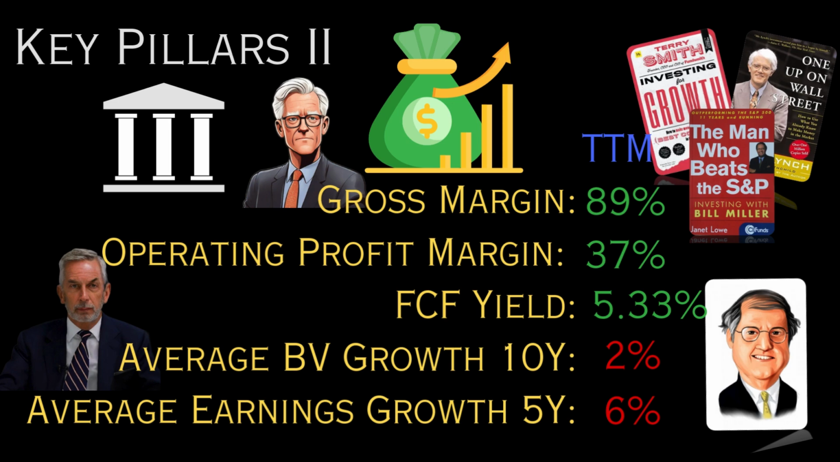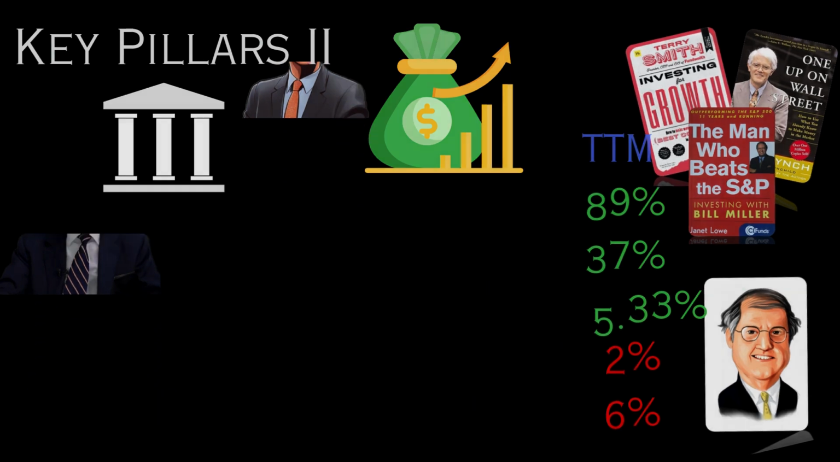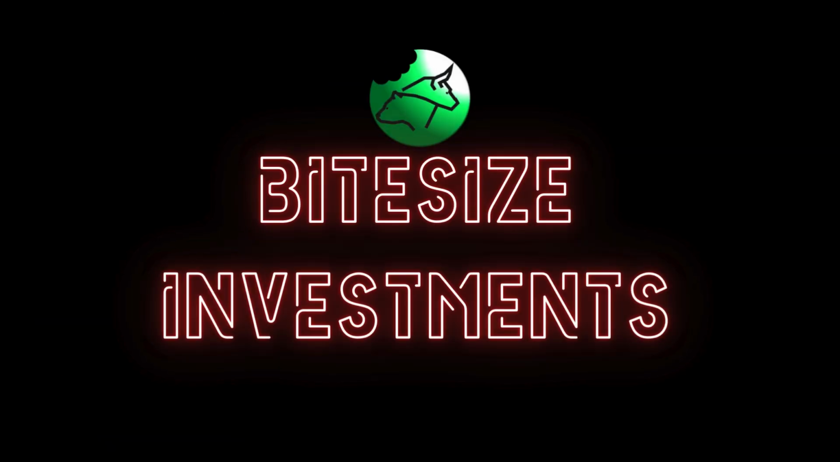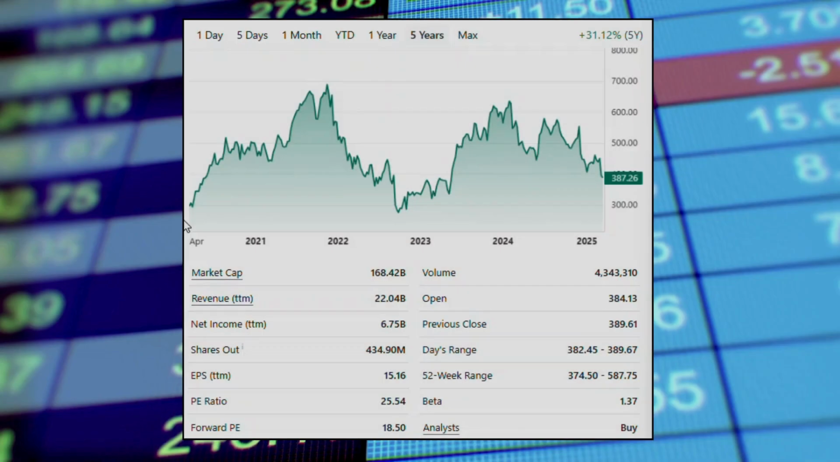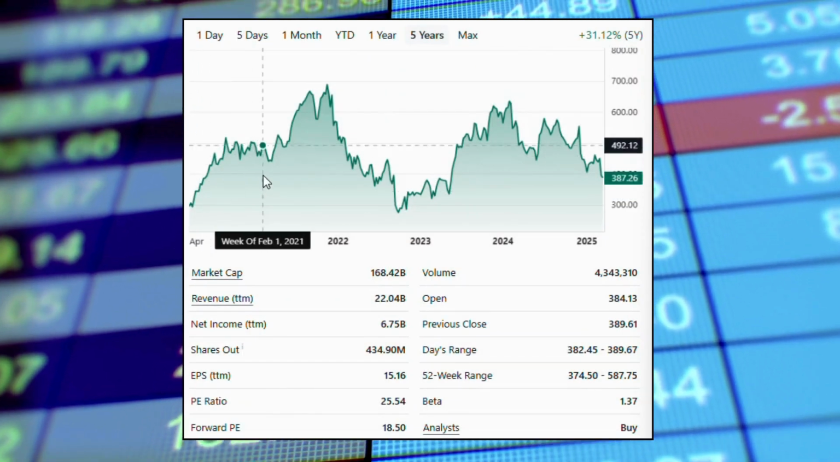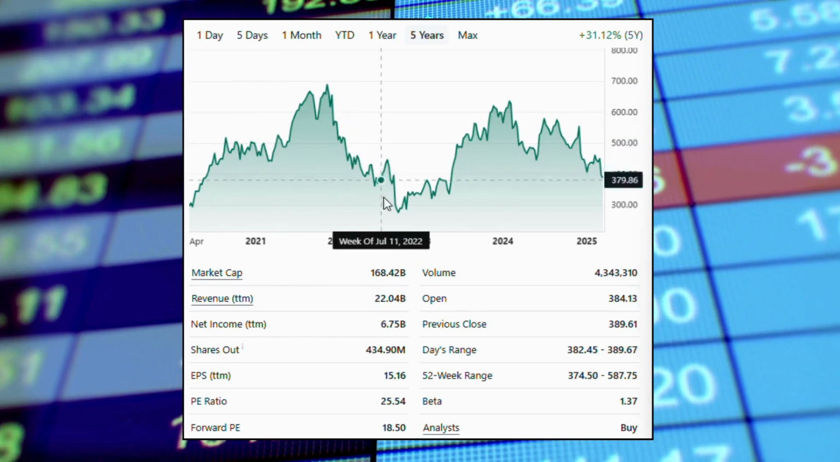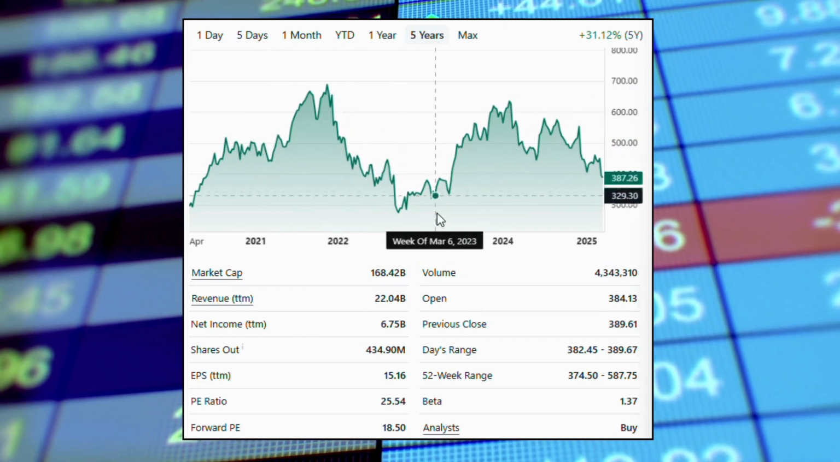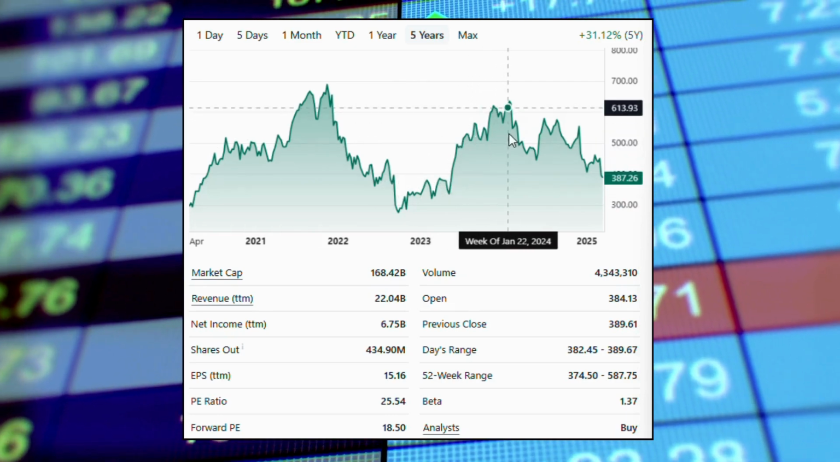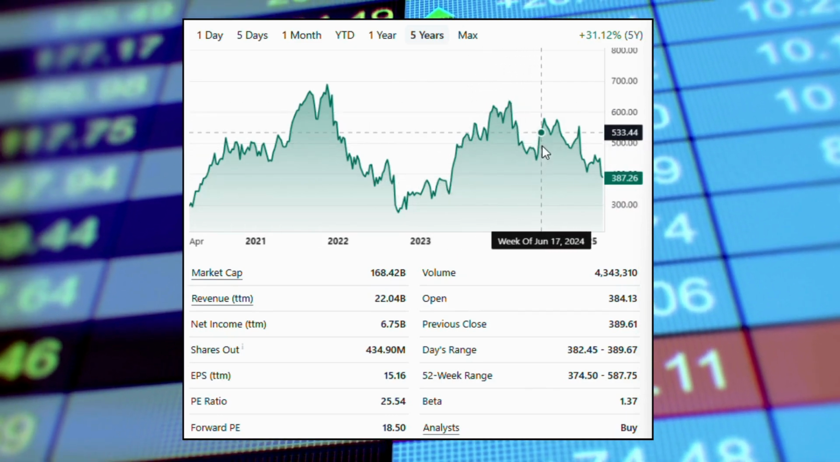In the description, I've included a link to the investors page and the annual report if you want to check it out for yourself. Adobe has demonstrated strong financial performance across several metrics, including high margins, excellent return on capital, and strong free cash flow. However, lower revenue growth and negative book value growth are areas that investors may want to monitor.